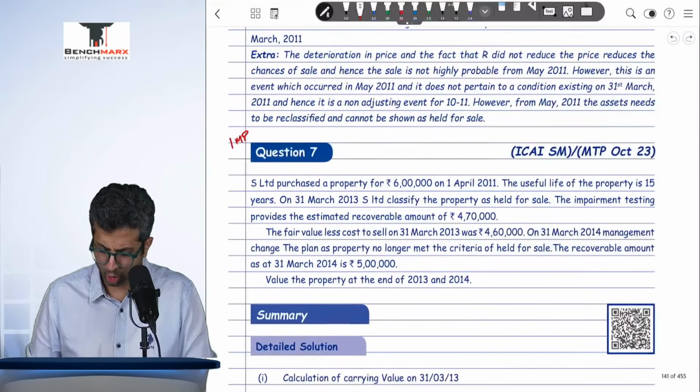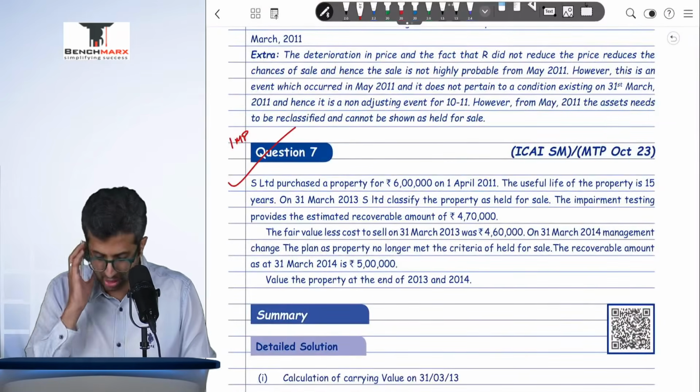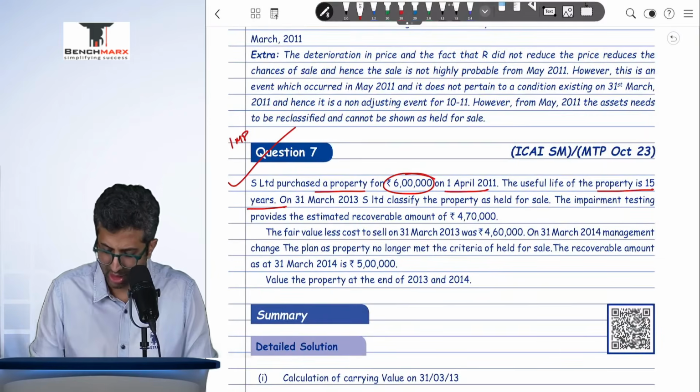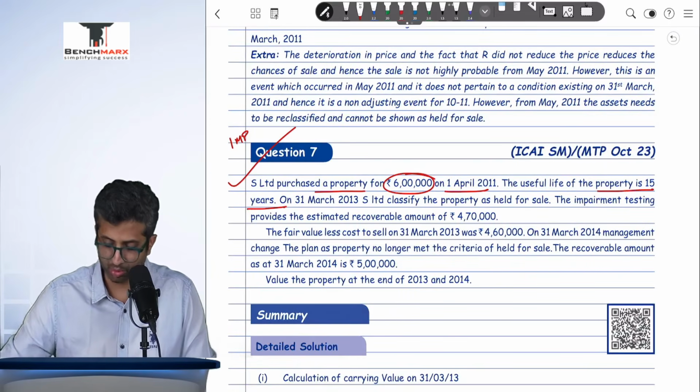Next you will go to question number 7. Now over here there's a change in the plan to sell. S Limited purchased a property for 6 lakhs on 1st April 11. The useful life of the property is 15 years. So depreciation per annum will be what? 6 lakhs divided by 15 will come to 40,000.